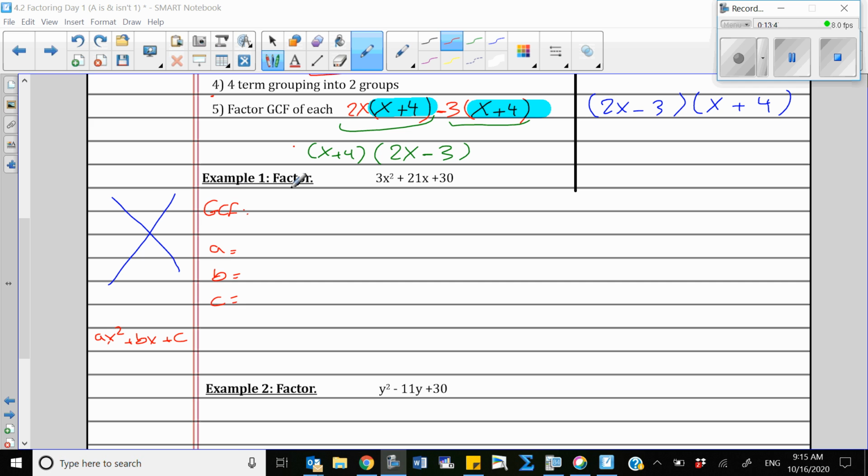Now let's work on the first example, 3x squared plus 21x plus 30. We want to factor this. The first thing that we need to do is find the GCF. Is there anything in common between these three terms? We have 3x squared, 21x, and 30. As you see, all the coefficients are divisible by 3. So I can take the 3 as the greatest common factor between them. Looking at the letters, this one is x squared, x, and this one doesn't have anything. That means between the letters, there is no common factor. So I'm just going to take the 3 as the GCF here.